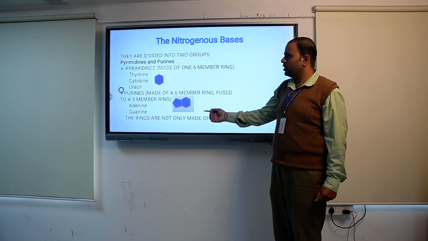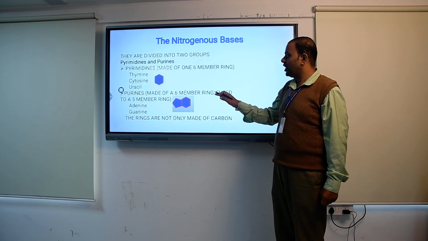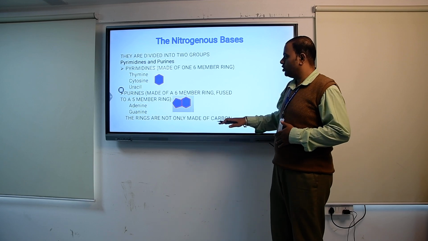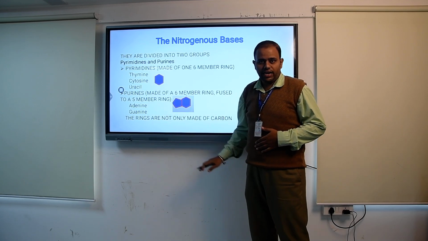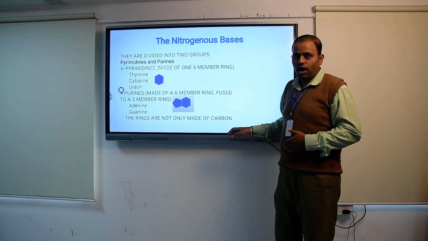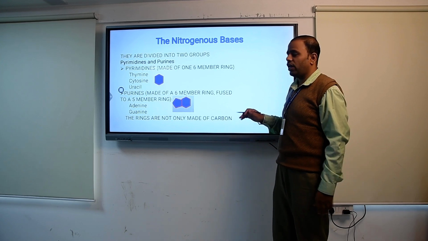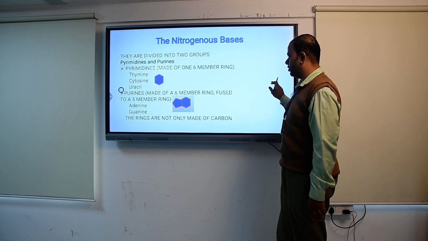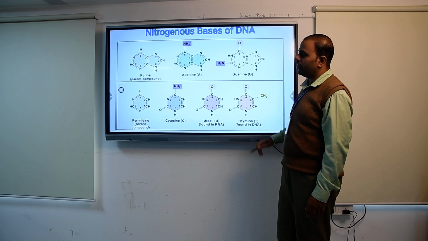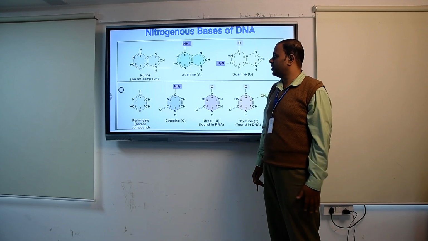Now let us see what about purines. Purines are six-membered rings which are fused with a five-membered ring. There are two types. First is adenine and second is guanine. These rings are not only made up of carbon but there is nitrogen also. Therefore, these are called nitrogenous bases. So let's see the different nitrogenous bases that are available.